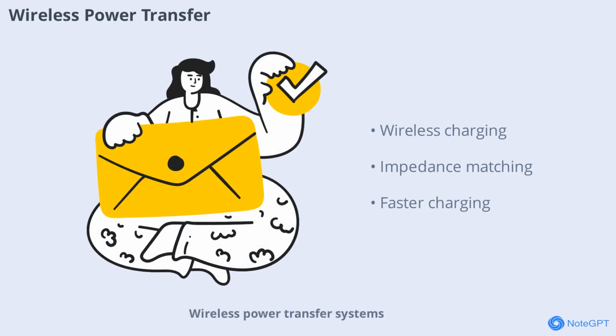Wireless power transfer systems, such as those used for charging smartphones or electric vehicles, also rely on the maximum power transfer theorem. By carefully matching the transmitter and receiver impedances, engineers can maximize the amount of power transferred wirelessly, improving charging speed and efficiency. This application demonstrates the theorem's relevance in cutting-edge technology.